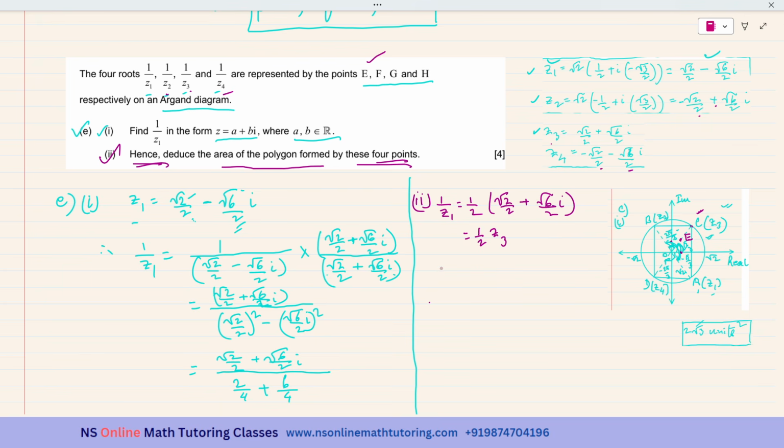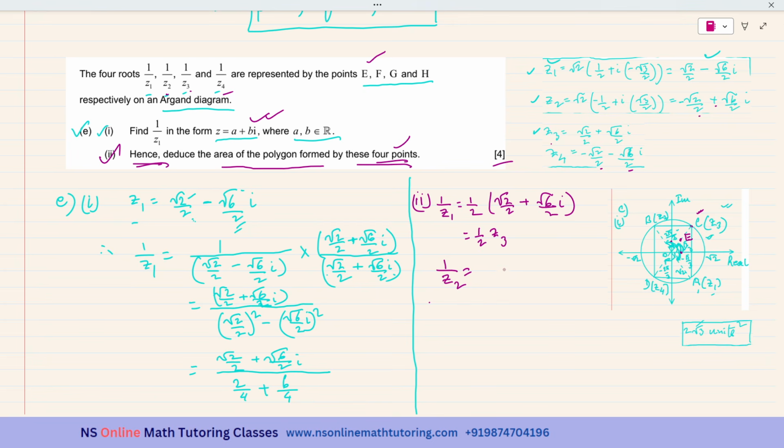Similarly, if you see 1 over Z2, it is carrying 4 marks. So most probably this is carrying 2 and this is carrying 2. So I'm not asking you to do some elaborate calculation, but you have to do some calculation in case you do not understand the relation just by looking at this, by inspection.